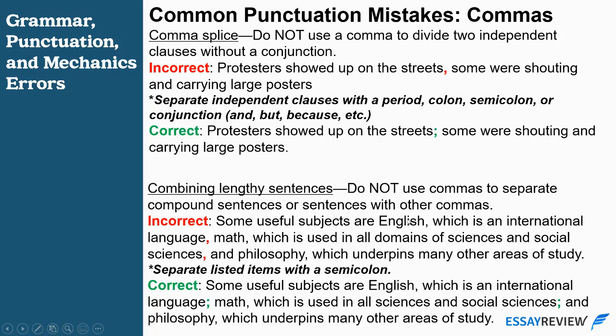So you see there's English as 1. Some subjects are English, 1, and then you're explaining English. And then you have another comma before math. So it's really confusing. So some useful subjects are English, which is an international language, semicolon, 2, math. It's much easier to read that way, and the semicolons are doing the work for you.